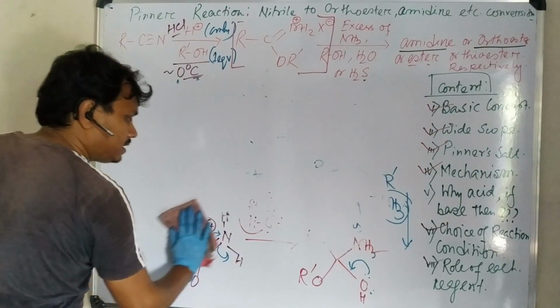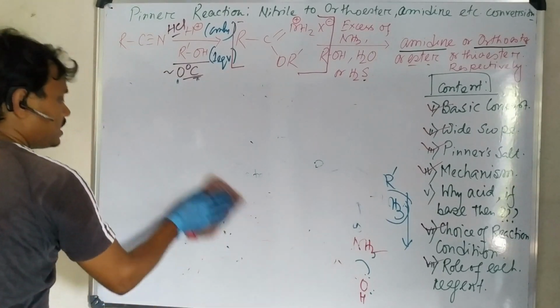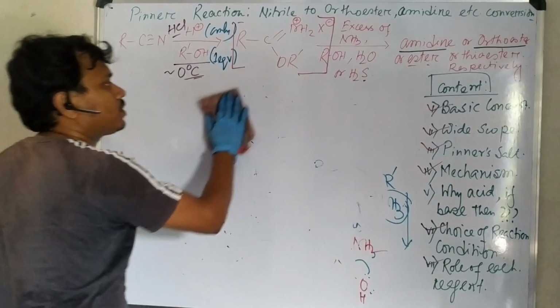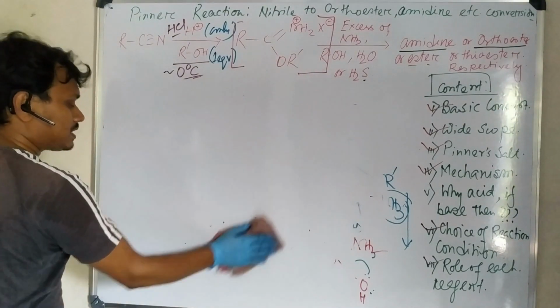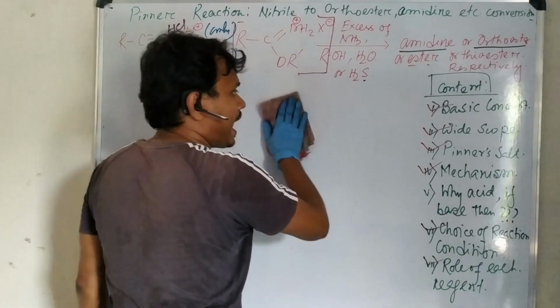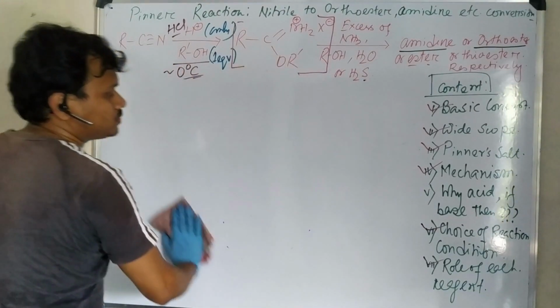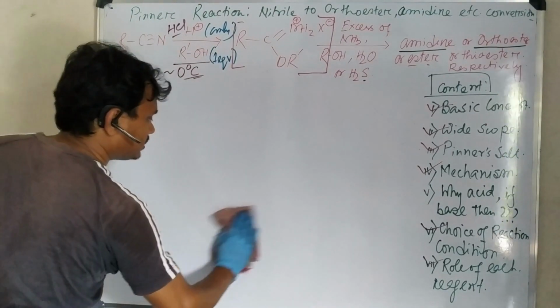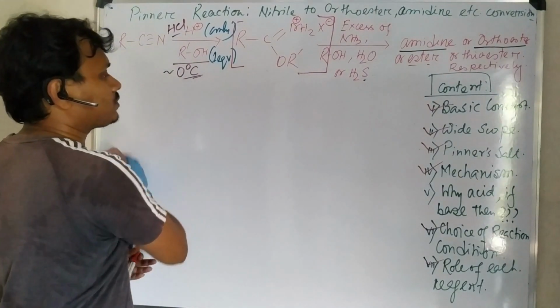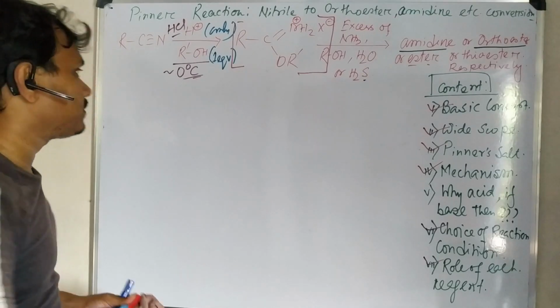Why acid, and along with that, is it a general rule that we have to use acid? Can we avoid this? Can we use base? The answer is yes, we can change the condition, either acidic or basic, or even without any base or acid. Actually, why are we using acid? So that is the question. To answer this question, we have to go back to the basic concept once again.